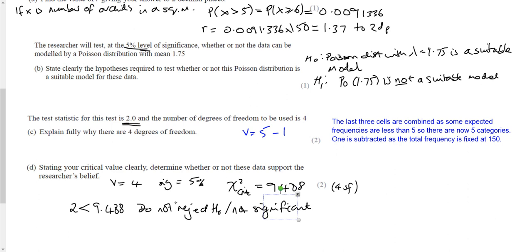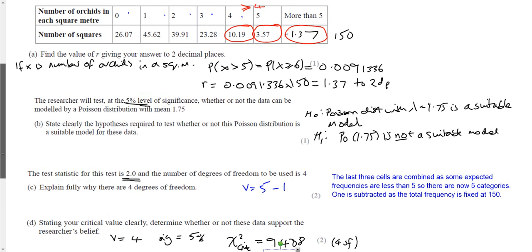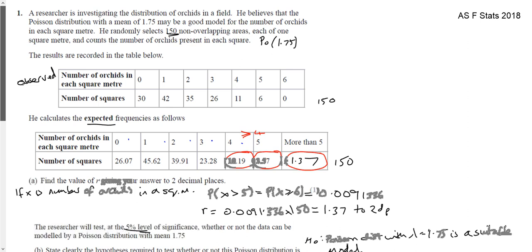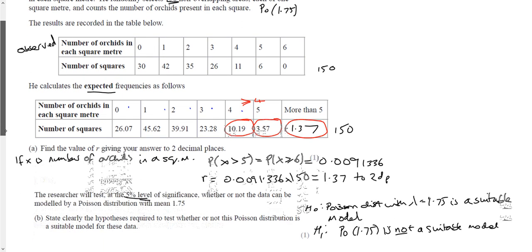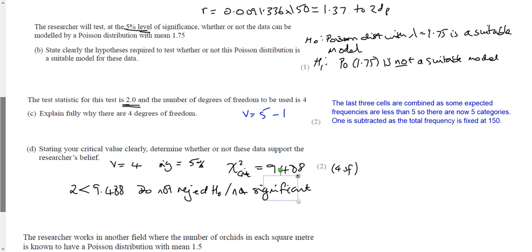What does that mean in context? We're not going to reject H0. What was H0? H0 was that it was a suitable model. The researcher's belief, if we look back, is that the Poisson distribution with mean 1.75 is a good model. So this supports the researcher's belief. You have to put it in context at the end of your hypothesis test.